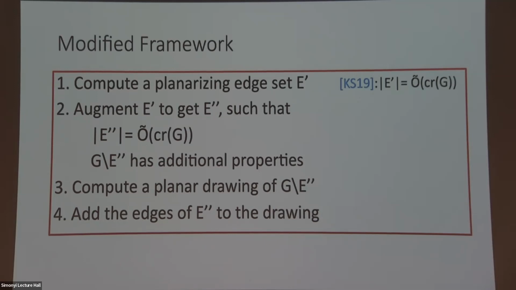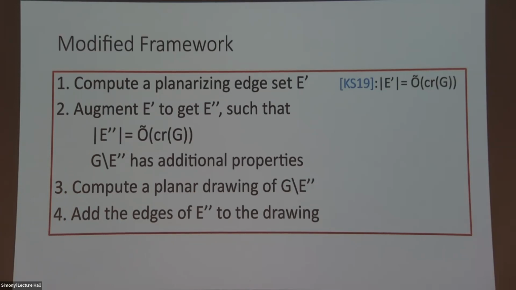Okay, so it's basically as you said, it's not for all planarizing sets, and this is the advantage that we're going to take. So you give me a bad set, I'm not going to take it. I'm going to put more edges into it so that the remaining graph, I do know how to draw it essentially, and then add these edges back. So it contains 4 steps. The first step is just identical to the previous one. Actually, we will be just using the previous algorithm for computing the approximately best planarizing edge set.